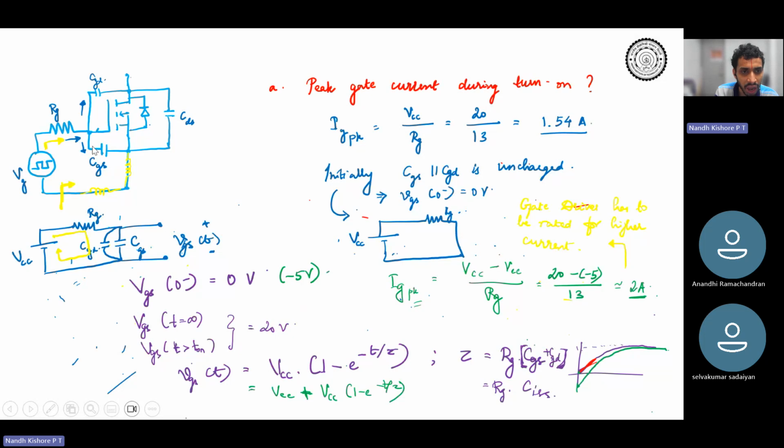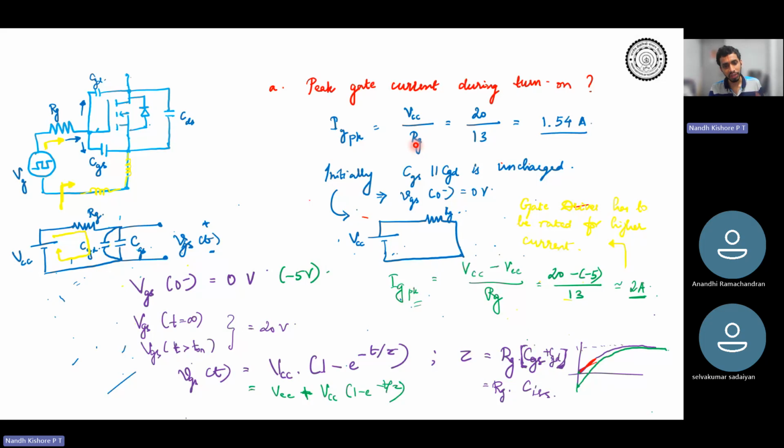Do you understand? The current from CGS is reversing to the source. Correct. So that would happen during turn off. So what people do is they have different values of RG during turn on and turn off.